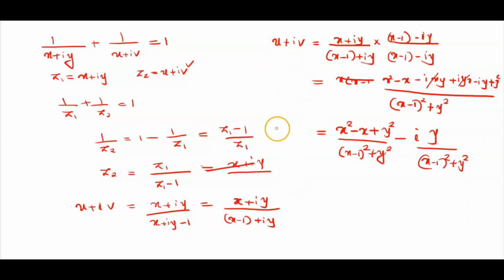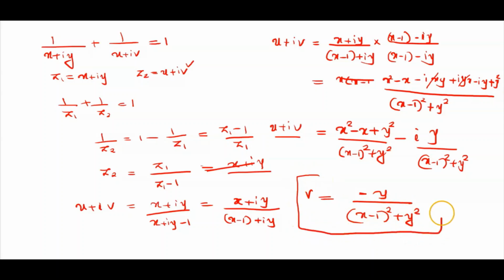So clearly this is u plus iv. So equating the real part and imaginary part, we get v is equal to minus y divided by x minus 1 all square plus y square. So this is the expression of v in terms of x and y.